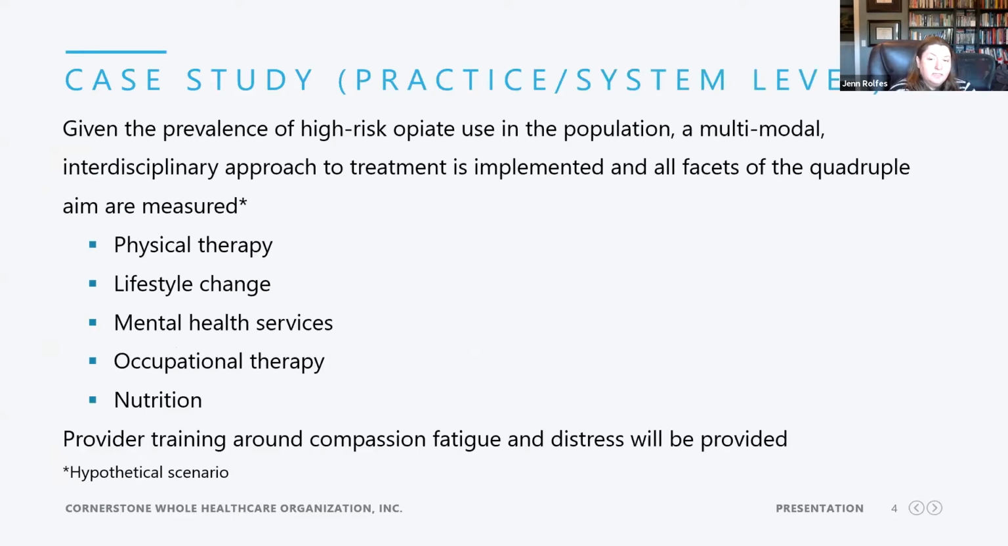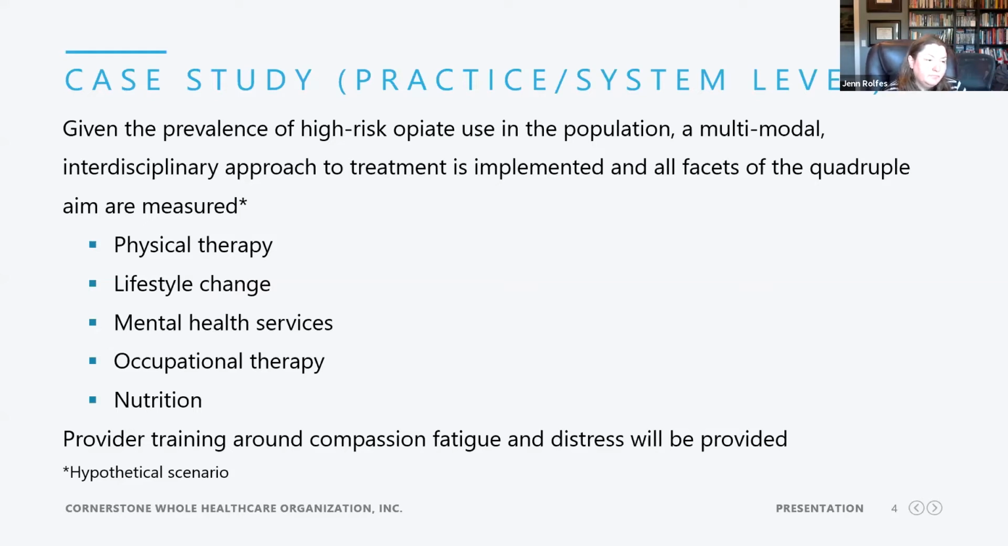So we also want to consider the practice and system level, because we're talking about the quadruple aim. Given the prevalence of high-risk opiate use in the population, a multimodal interdisciplinary approach to treatment is implemented, and all facets of the quadruple aim are measured.